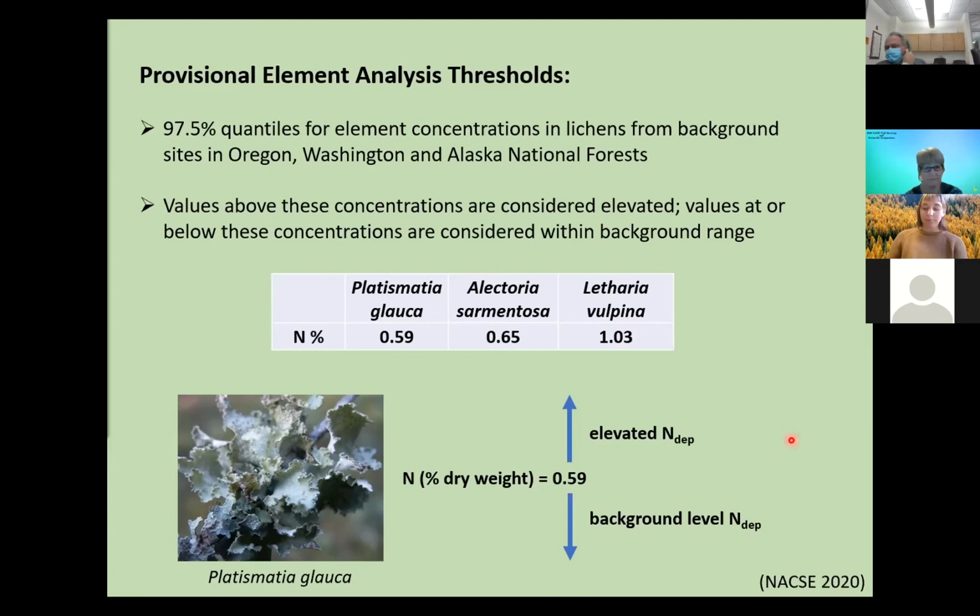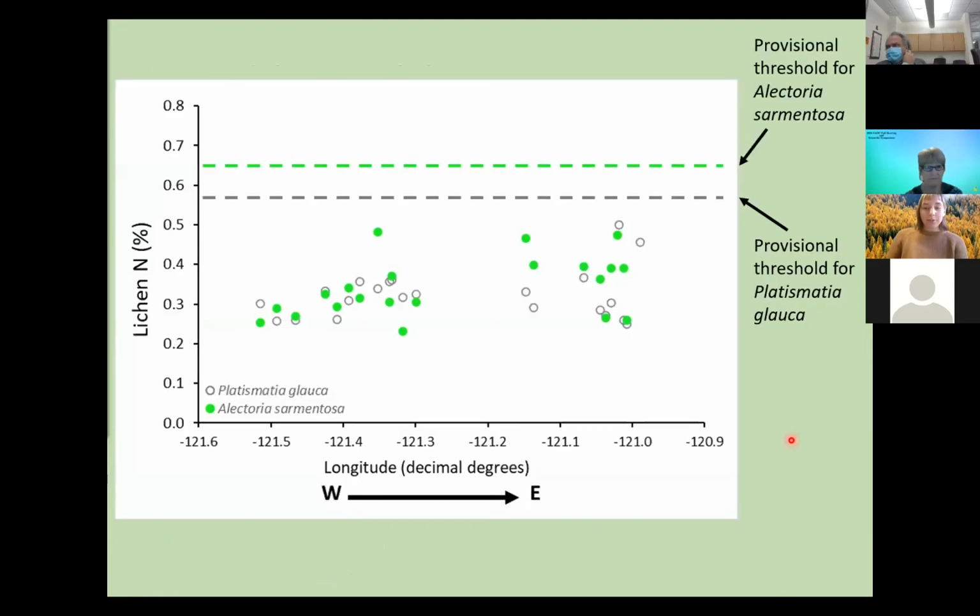So this figure is showing lichen nitrogen percent data for 2 of my focal lichen species, Platismatia glauca in gray and Alectoria sarmentosa in green. Lichen nitrogen percent is along the y-axis, and the longitude of the air quality plots in decimal degrees is along the x-axis, going from west to east across the park. And I added these dashed lines to show the value of the provisional thresholds for both of the species, 0.59 for Platismatia glauca and 0.65% nitrogen for Alectoria sarmentosa.